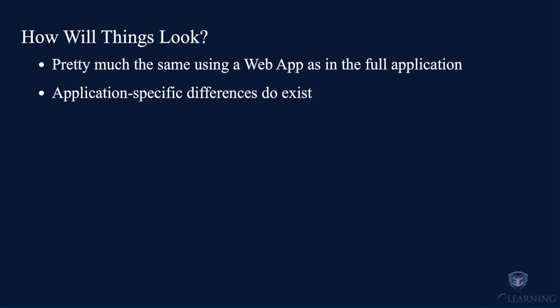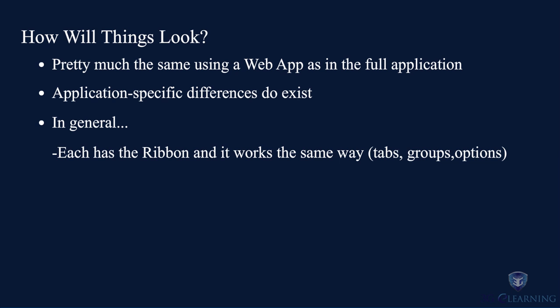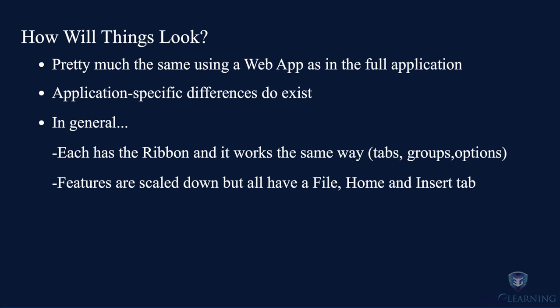There are, of course, some application-specific differences, and we'll have to go through those when we talk about the PowerPoint, Excel, and Word versions of the web app itself. But in general, some things will always be true. Each of our web applications has a ribbon, and the ribbon works the same way that it does in the full application by using tabs, groups, and options. Our features, however, are going to be scaled down, but all of the applications have at least a File tab, a Home tab, and an Insert tab.